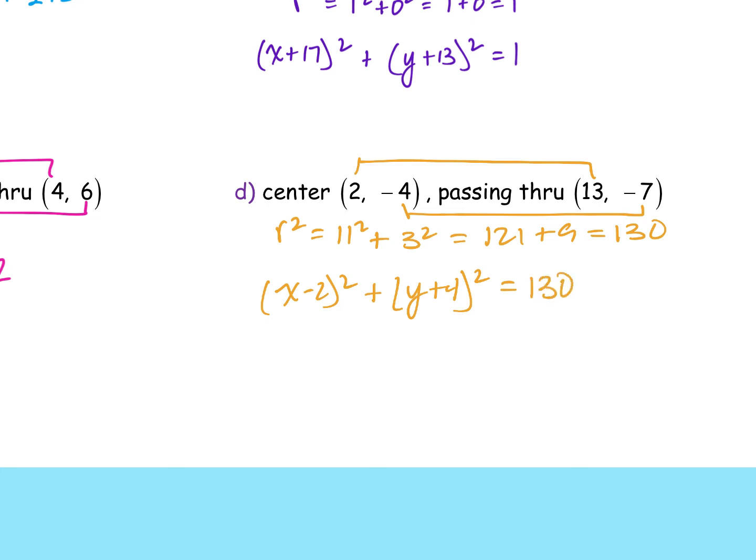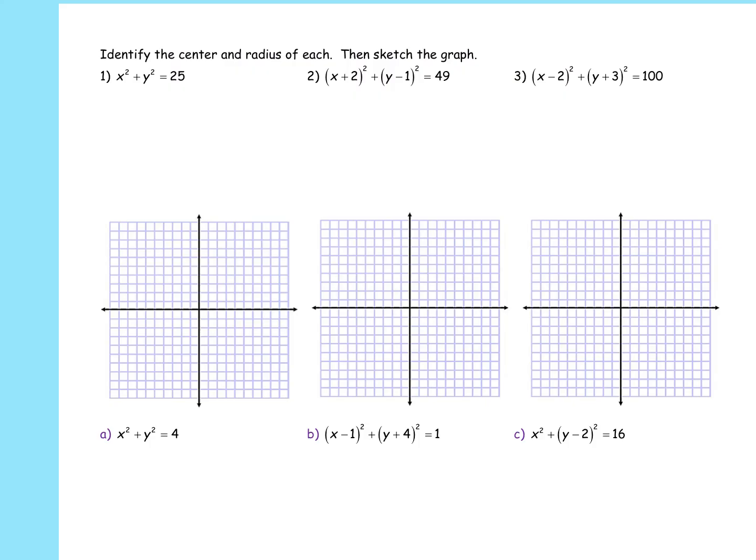Okay? So I want to point out one more time before we go on to the next page that if in my center my x or y value is positive, it goes in the equation as a negative, right? And if it's negative in my center, it shows up as a positive. So we make sure we switch the signs. Yes? Okay, because next we're going to talk about identifying the center and the radius, and then we're going to draw it.